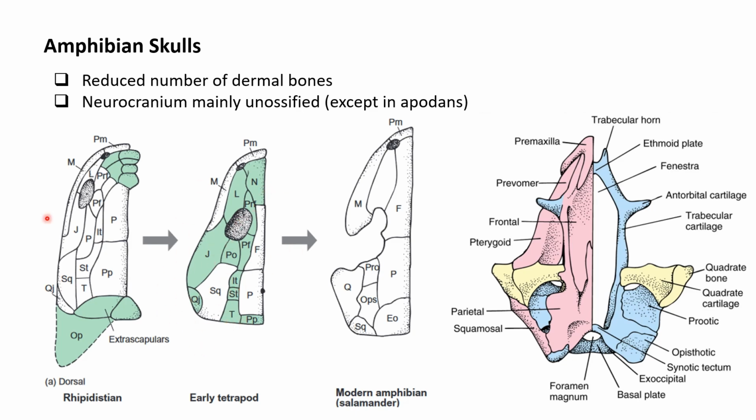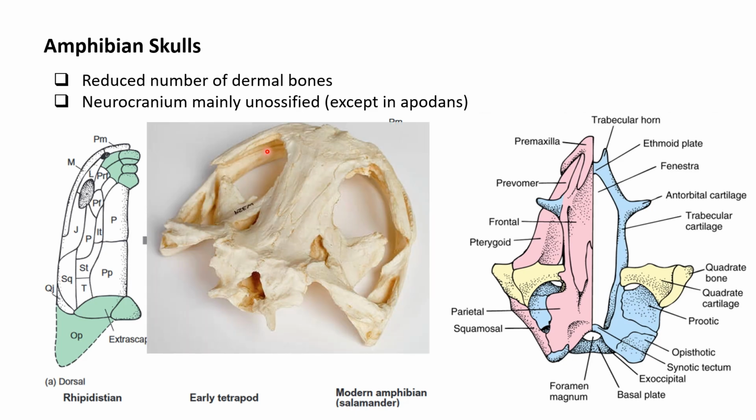As a result of this massive reduction in dermal bones, there is a huge gaping orbit in the salamander skull, for example. And you can clearly see the underlying chondrocranium, like the otic bones there, colored blue. Some of the palatal bones are also seen, the vomer and the pterygoid, when viewed from the top. These are portions of the skull that are normally invisible, covered by the dermal bones.